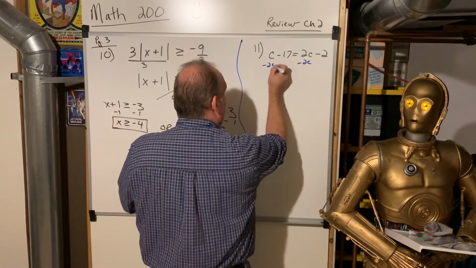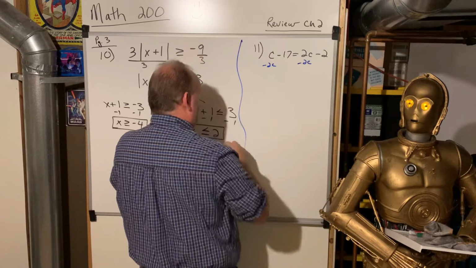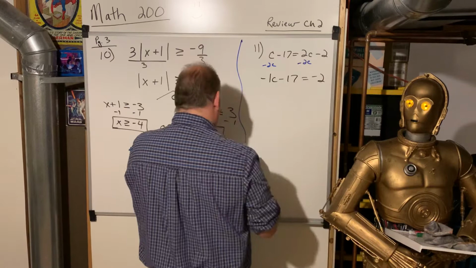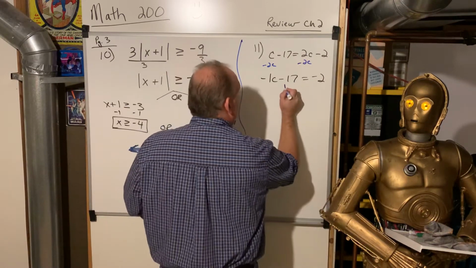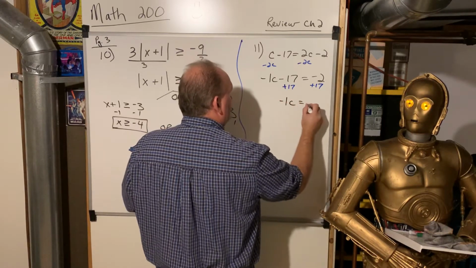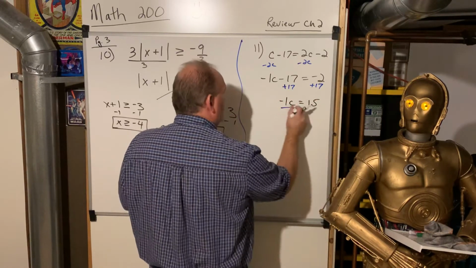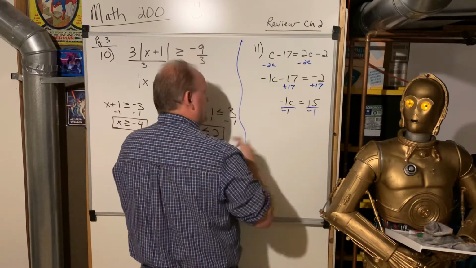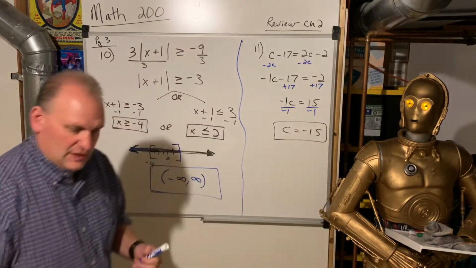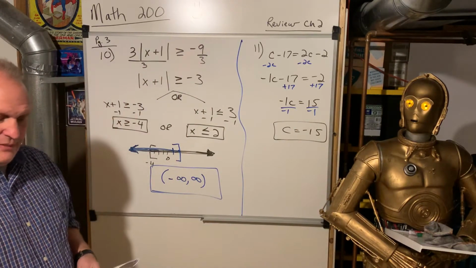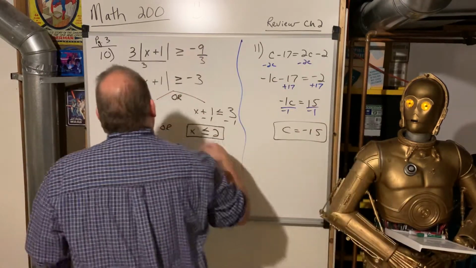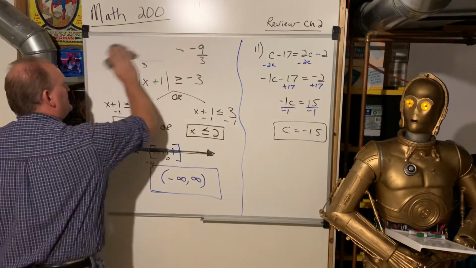I'm going to move the c's over to the left. So we have negative 1c minus 17 equals negative 2. And then I'm going to move the numbers over to the right. So we have negative 1c is equal to 15. And then I'm going to divide by negative 1. And then c is equal to negative 15. And there's our answer. All right, let's look at number 12. That's a little tougher. It's the same as this, there's just a few more front steps on it.